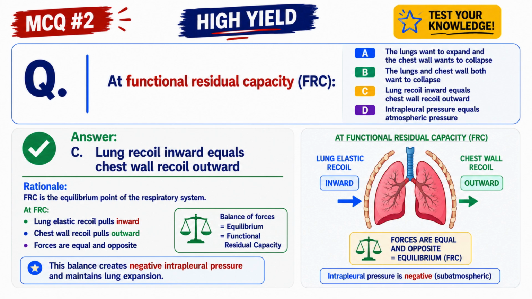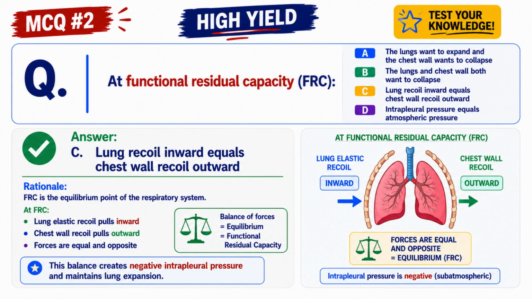FRC is the volume at which these two opposing forces are exactly equal and opposite. The lung's inward pull is balanced by the chest wall's outward push. Net force, 0. No active muscle contraction needed. Passive equilibrium. This balance creates the negative intrapleural pressure, approximately -5 centimeters of water, that holds the lungs open against their tendency to collapse. The clinical implication: anything that disrupts this balance changes FRC.